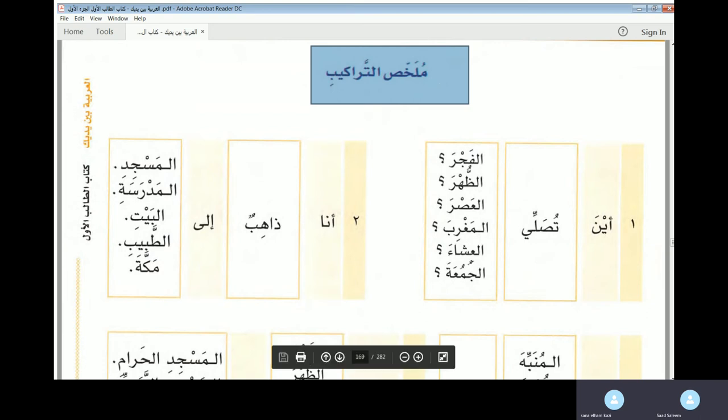Shahid and Tatum. Correct. Well, next one is Mulakhisul Tarakib. What that means? Mulakhis is the summary of the structures. Summary.